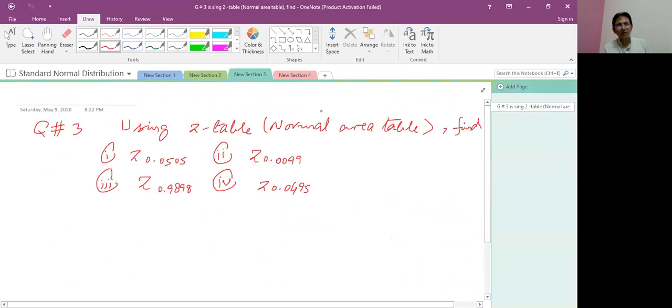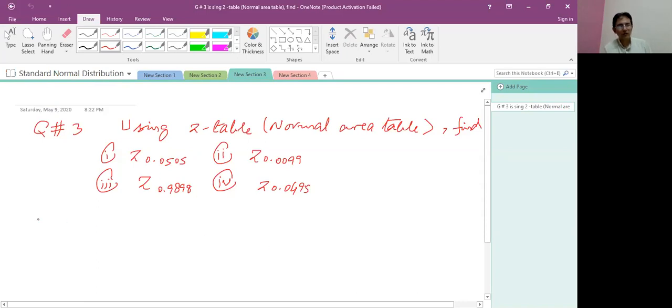So the next application about the normal distribution, question number 3. In this way, student, using the z table, in another way we call it the normal area table, find the value of z at 0.05. What does it mean?